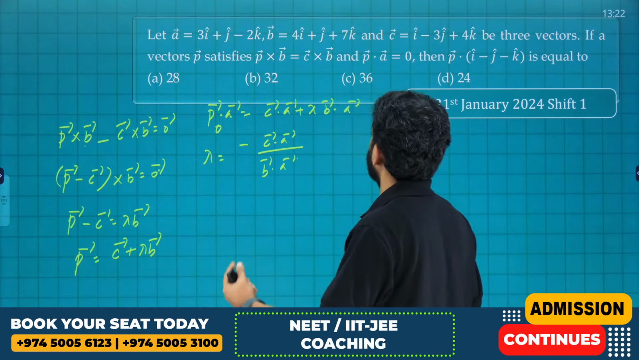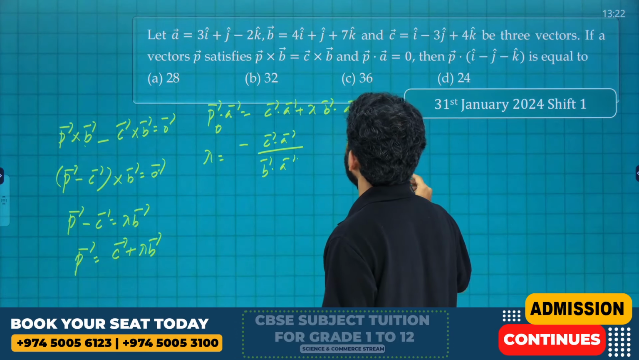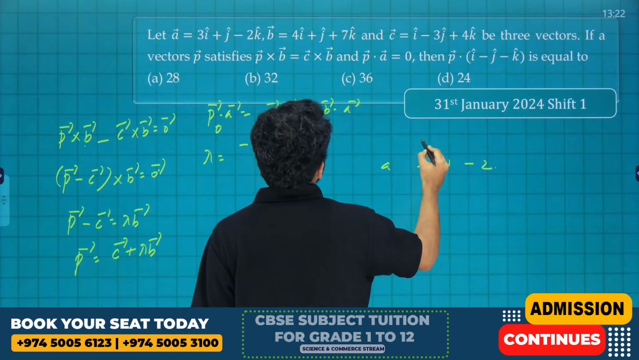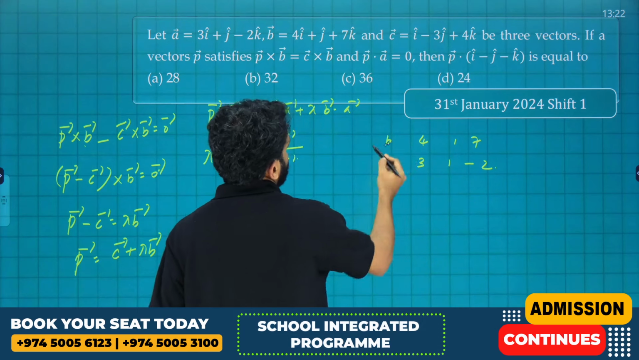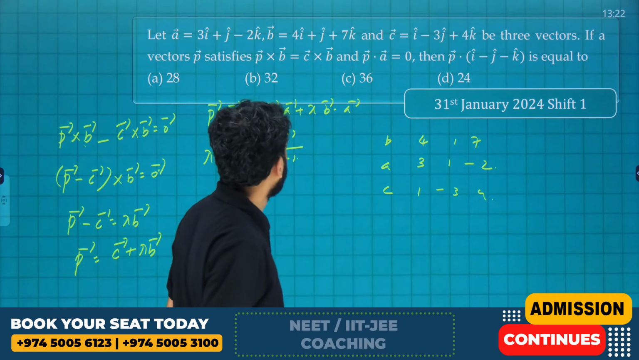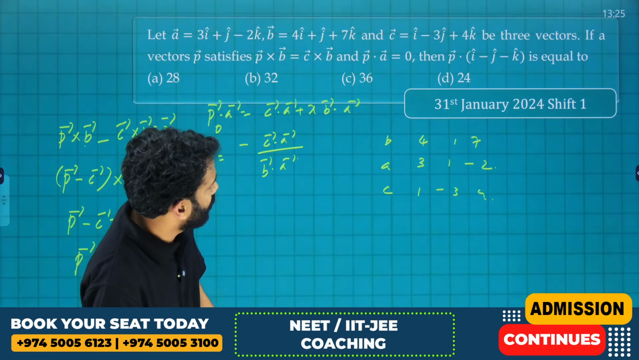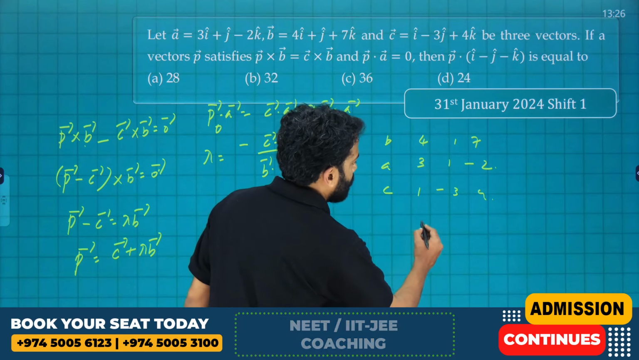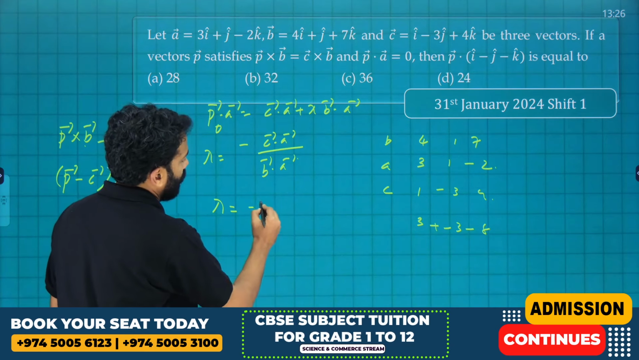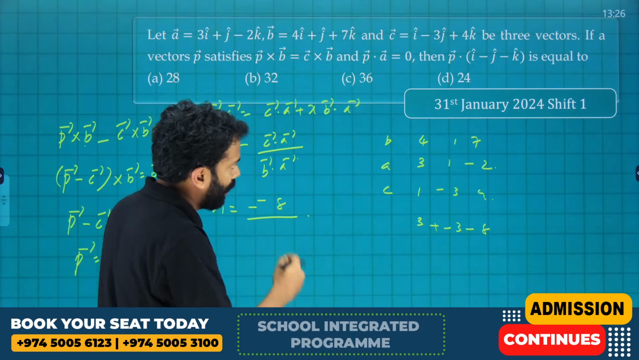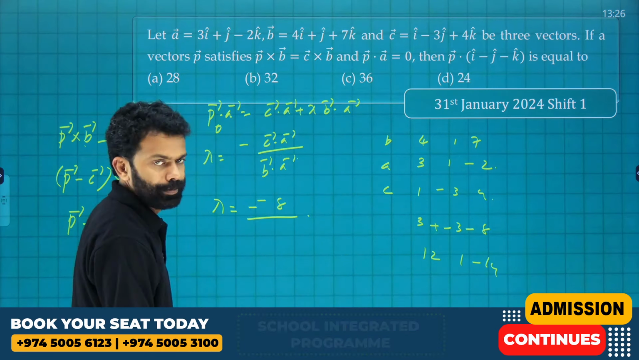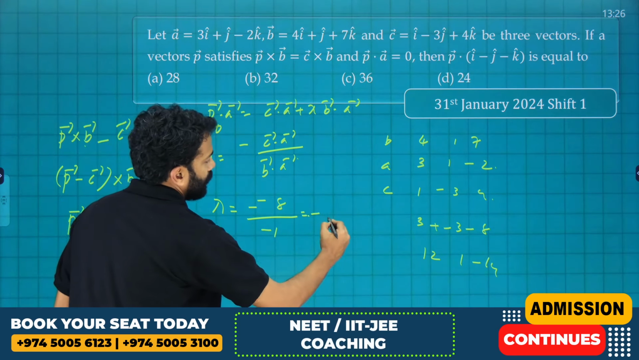Let's mark the vectors first. A is 3, 1, minus 2. B is 4, 1, 7. And C is 1, minus 3, 4. What is vector C dot vector A? That is 3 minus 3 minus 8, which is minus 8. So lambda is equal to minus of minus 8 divided by vector B dot vector A, that is 12 plus 1 minus 14, which is minus 1. Therefore, lambda is equal to minus 8.